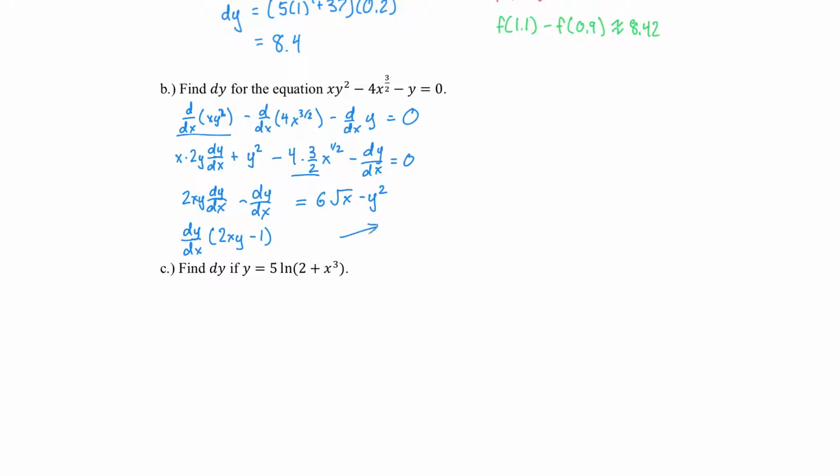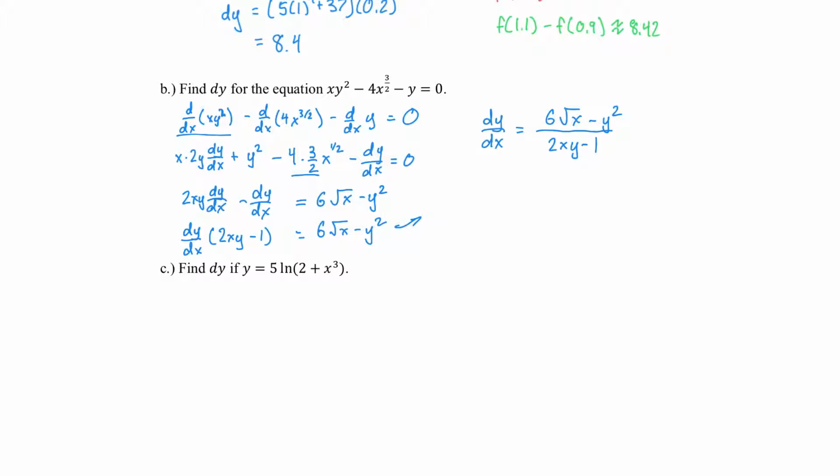I'm going to finish this computation over here. First, let's finish writing that. Let's bring this down for completion. This would be 6 square root of x minus y squared. Now I'll finish this computation up here. By dividing both sides by 2xy minus 1, I find that 6 square root of x minus y squared, divided by 2xy minus 1, is what dy dx is equal to.